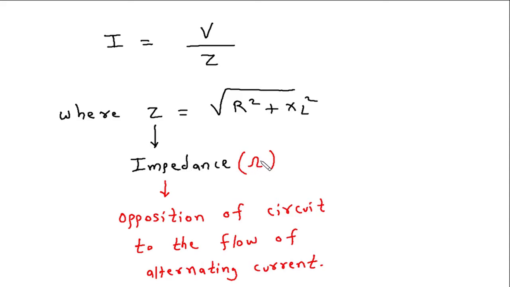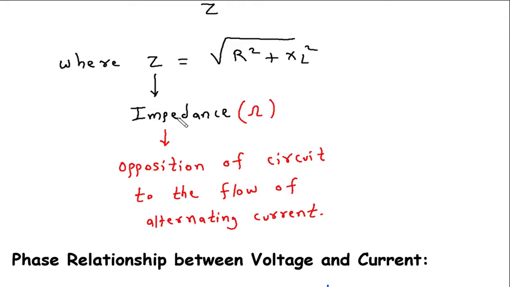Its unit is ohm. This impedance is the opposition of the circuit to the flow of alternating current. In case of DC, there is a resistance R, but in case of AC, it will be impedance Z.